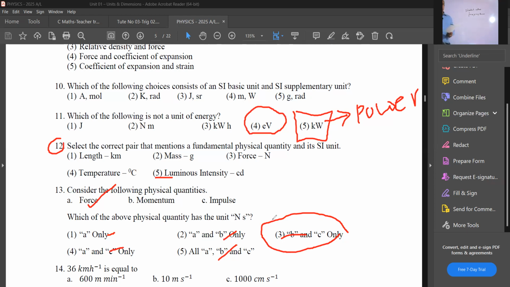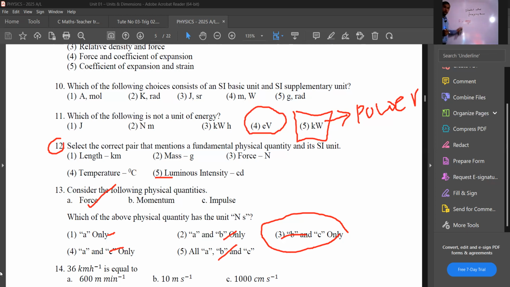Momentum. Momentum means force, sorry. Momentum is not force into time, because force is equal to change in momentum in a unit time. Force is equal to change in momentum in a unit time.